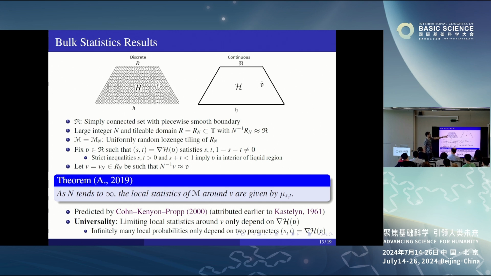Now that's on the continuum side. On the discrete side, I'm simply going to let V_n be a point that's a scale of the corresponding point V, basically scaled by a factor of n.